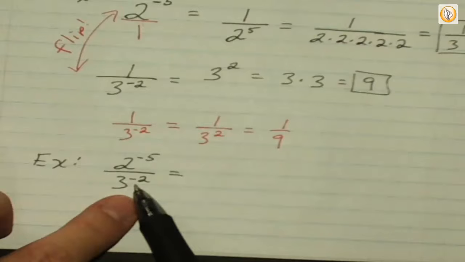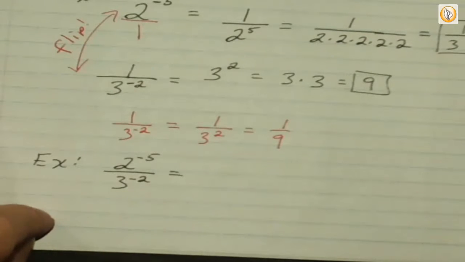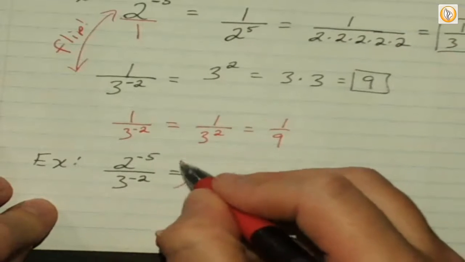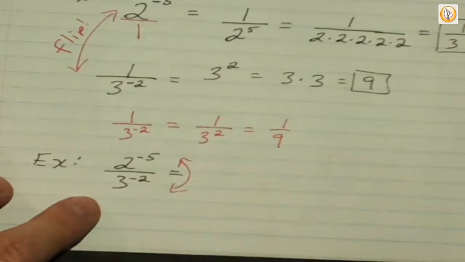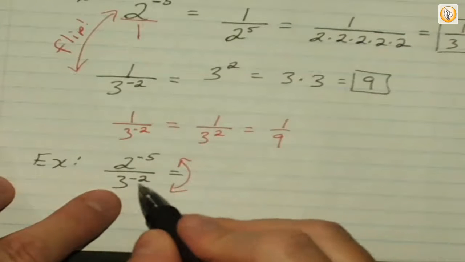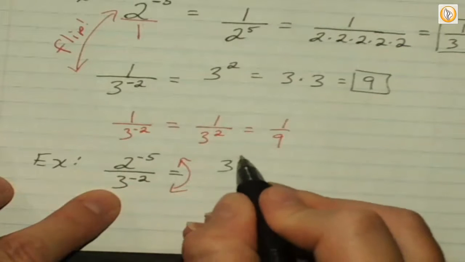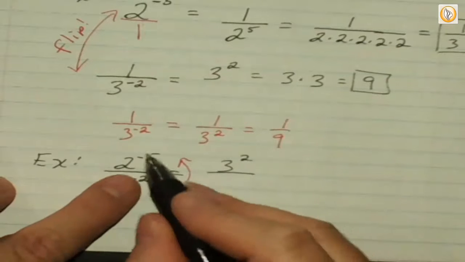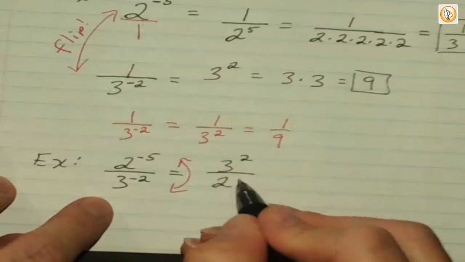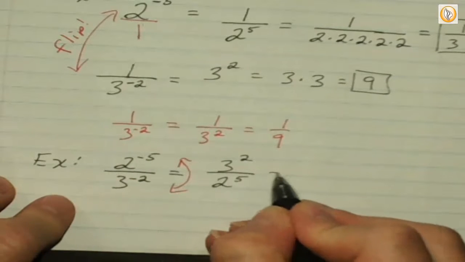How about this? How do I make this positive? Where do I need to put it? On the top. So you just switch them. We're going to do a flip-a-roo. Watch this. I'm going to move this on top to make it positive, and I'm going to move this on the bottom to make it positive.